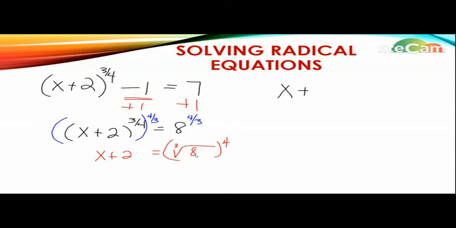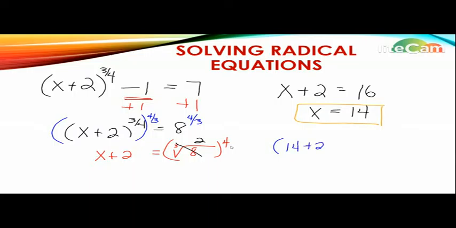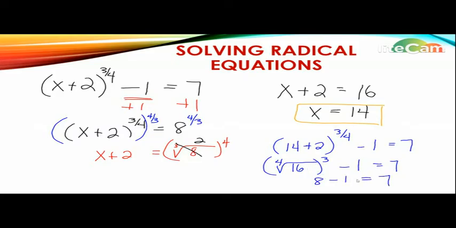And so what's the cube root of 8? It's going to be 2, right? And what's 2 to the 4th? 16. So x equals 14. If you go in and check that, checking for extraneous solutions, you have 14 plus 2 is 16, and the 4th root of 16 is 2, 2 cubed is 8, and 8 minus 1 equals 7. So this is 8 right here, and this all works. Okay? All right.